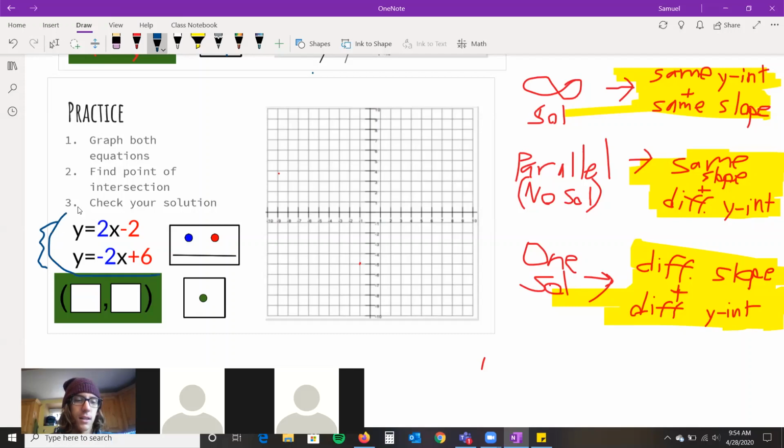Both of you guys, I want you to look at this equation here. Just by looking at this and not even graphing, I want you to tell me how many solutions this is going to have. Is it going to have one solution, no solutions, or infinitely many solutions? Based off of the information on the right-hand side. Go ahead and type in the chat what you think.